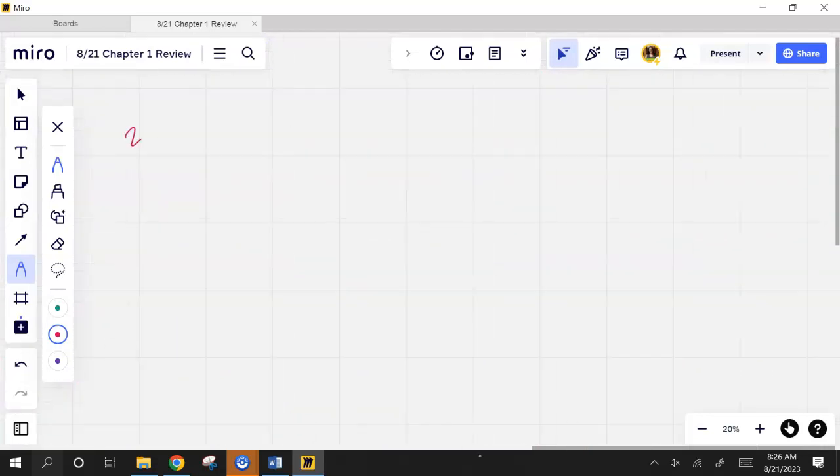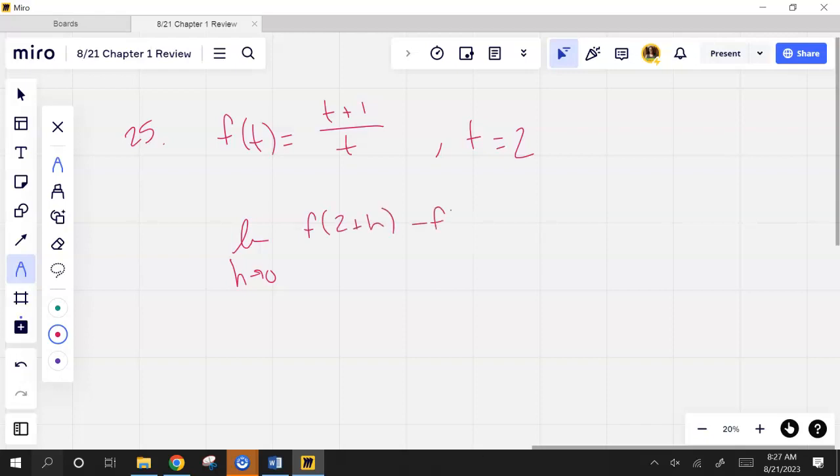25. f of t equals t plus 1 over t. IROC. IROC is just the same thing we've been doing, right? It's the slope of the tangent line at that point. So same song and dance that we did before. So the limit as h goes to 0 of f of 2 plus h minus f of 2 over h.